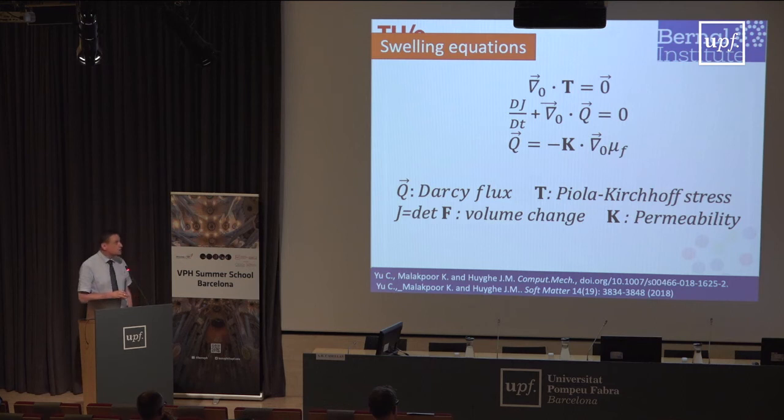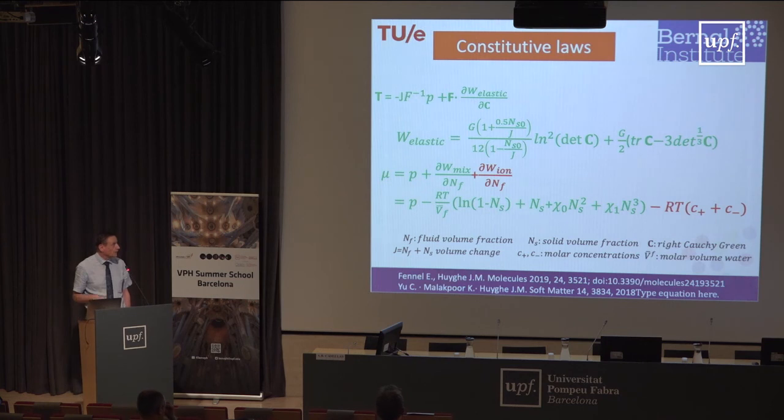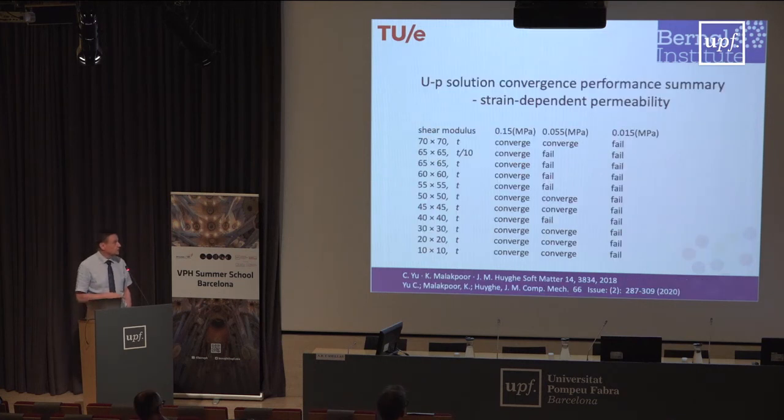And then there are equations, and for those people who are at home with equations, this is the momentum balance, this is the mass balance, and this is the Darcy equation. Flow times permeability is equal to permeability times the gradient of chemical potential. And we can write these equations down, and we can try to solve them. And the swelling we account for by means of an ionic component, a mixing component, and an elastic component. And I don't want to go into the details of these equations.